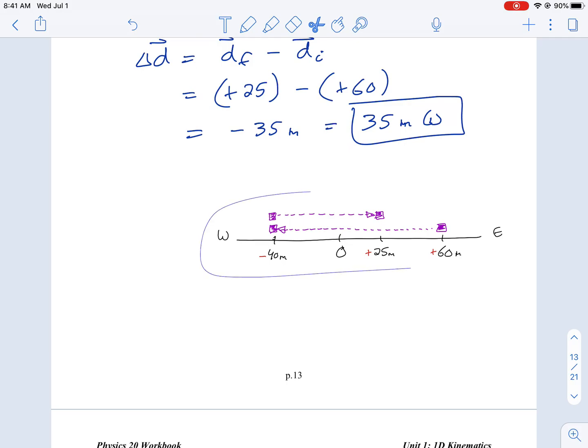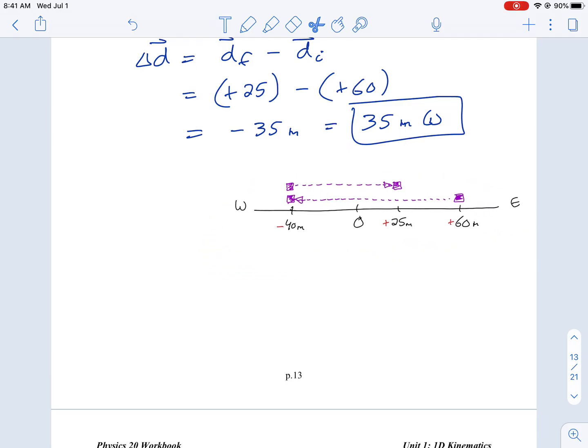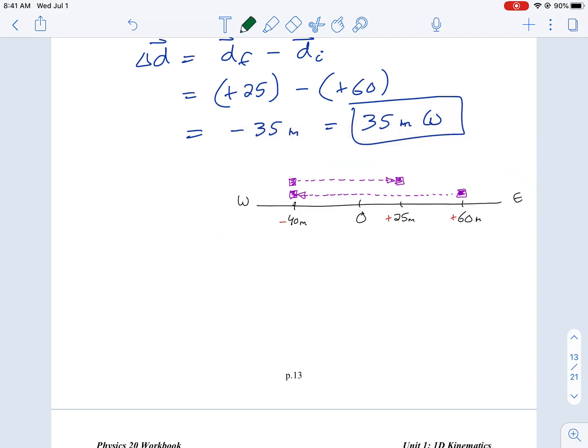Just going to try to put this into the best location I can. All right.